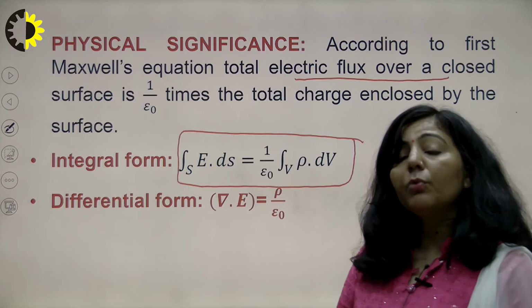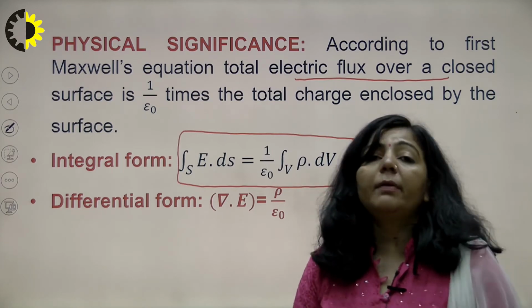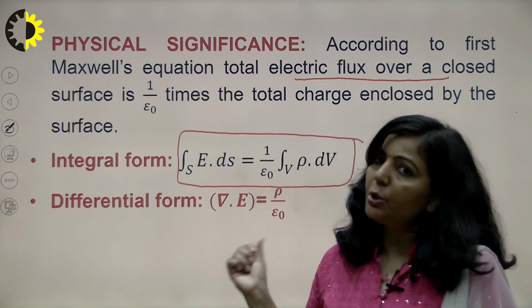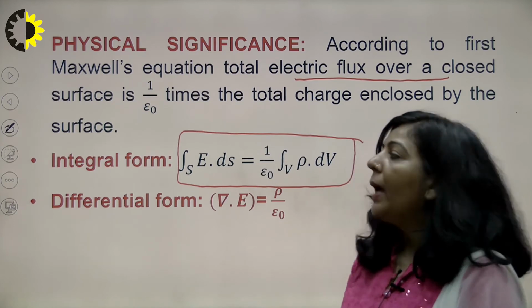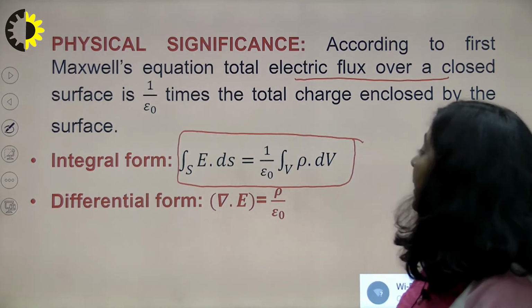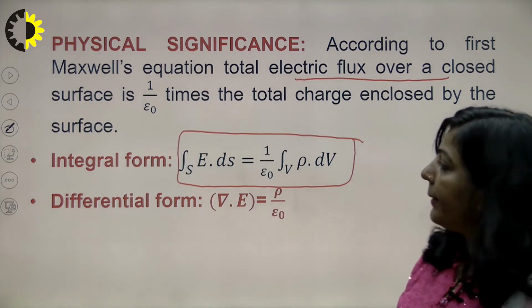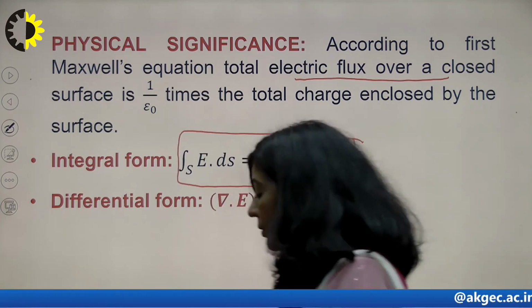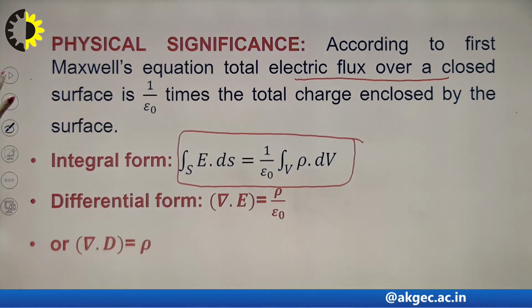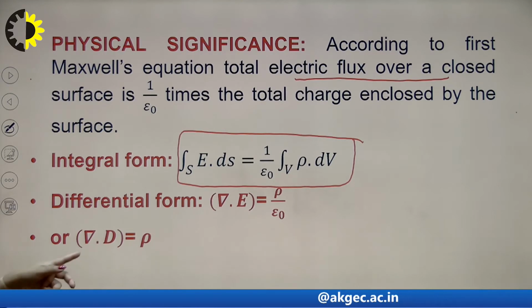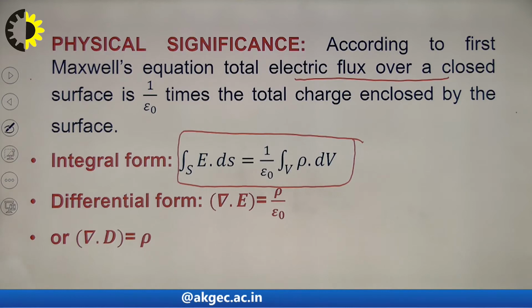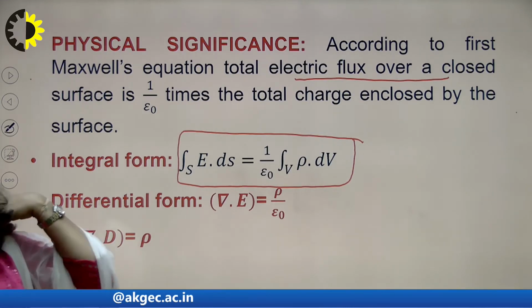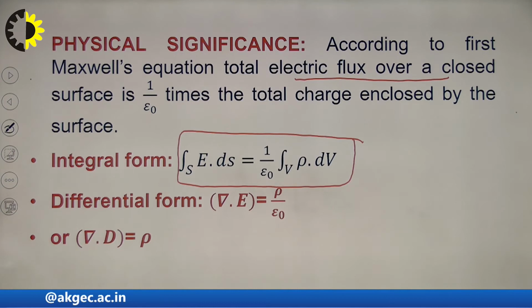So if you get a question in the examination like this, that write the integral form of Maxwell first equation, then you have to mention it. Clear? And the differential form, you know, is del dot E equals rho by epsilon naught. That is the differential form. Or you can also write this Maxwell first equation in terms of D, so you can represent it as del dot D equals rho. So this is your first Maxwell equation and its significance, its integral as well as differential form. I hope this is clear. Now we are moving ahead.